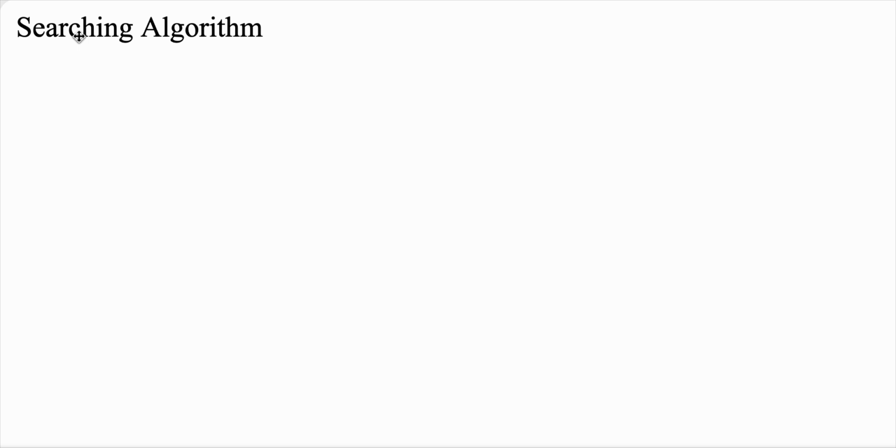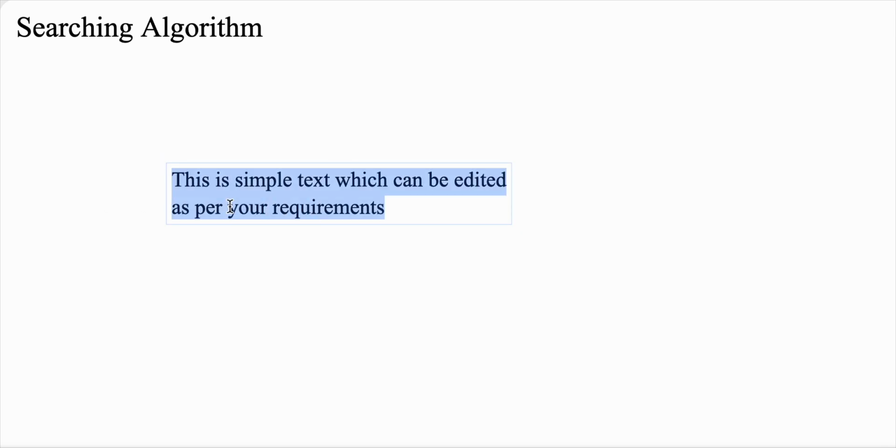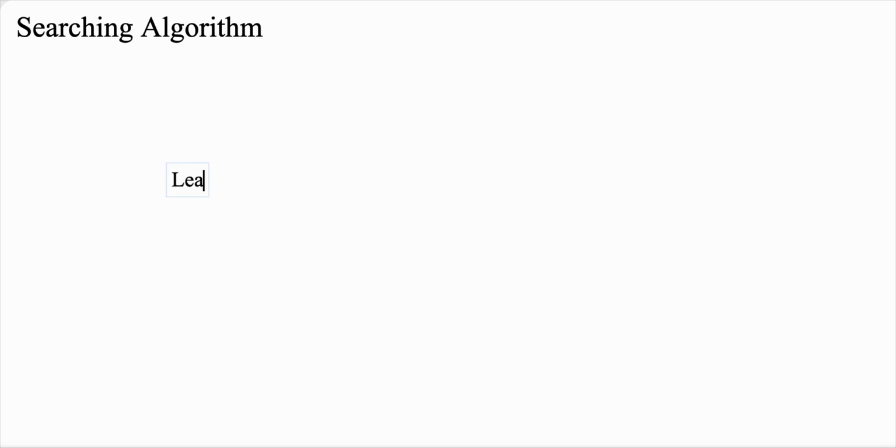The main thing is we need to find a specific book with a title, something like Learning JavaScript. So we need to find a book. The book name is Learning Java. In searching algorithms we have two types: one is linear, and one more is binary. Linear searching and binary.